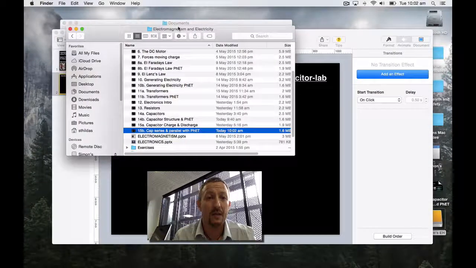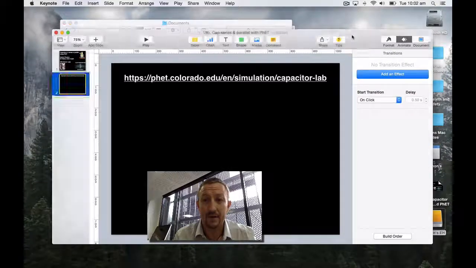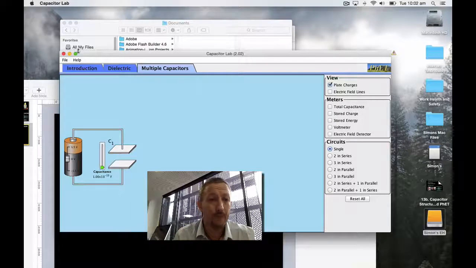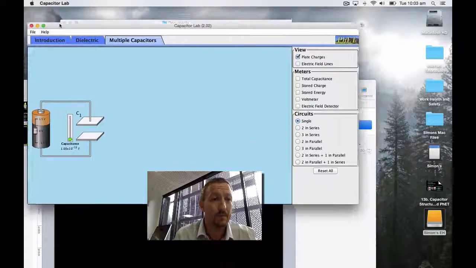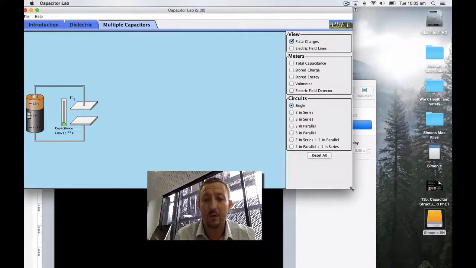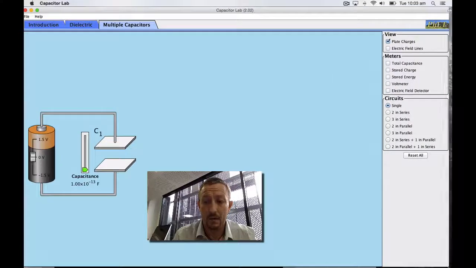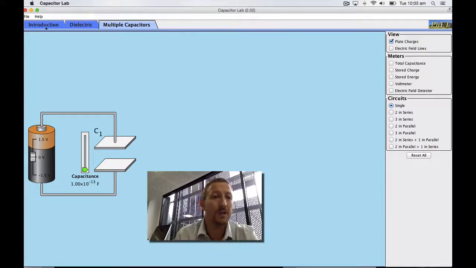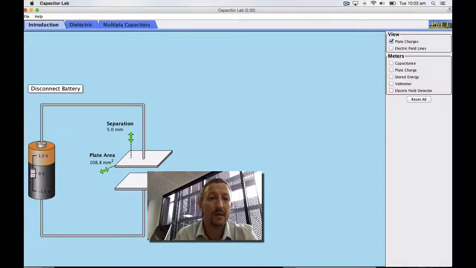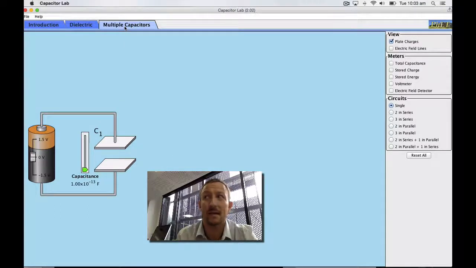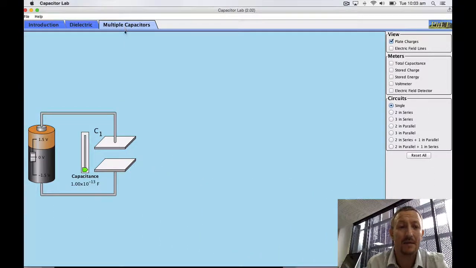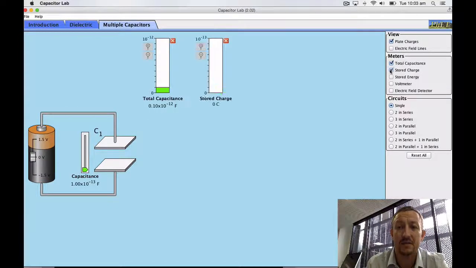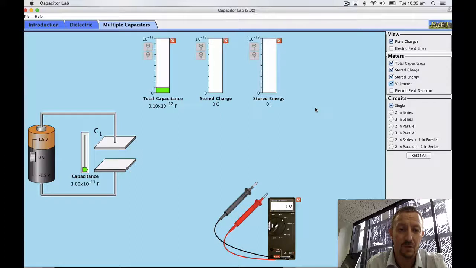So I've got it loaded up here. Here is my PhET simulation, and you can see that we've got our open page. So basically what I'm doing is going to multiple capacitors here. When I look at multiple capacitors, there's a variety of things that I can do. First off, let's put in all our meters. We can have total capacitance, stored charge, stored energy, and I can put in my voltmeter as well.